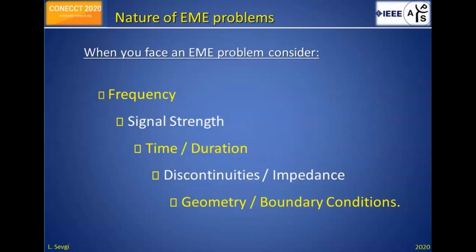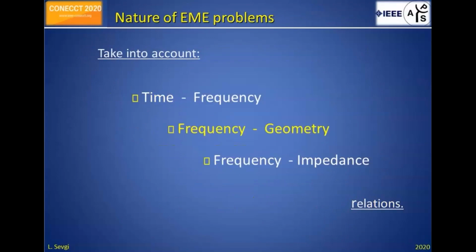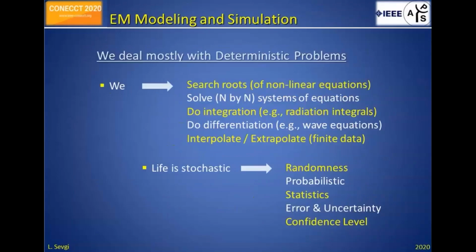Now, when you face an electromagnetic engineering problem, you should consider the frequency, signal strength, time duration, discontinuities, impedance, and your geometry. And please take into account these relations: time-frequency relations in terms of Fourier transform, frequency-geometry relations, and frequency-impedance relations. Now, let me move on to electromagnetic modeling and simulation and some definitions.